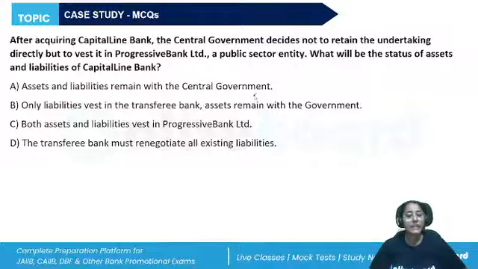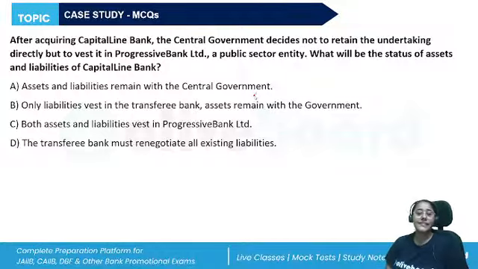The assets and liabilities remain with the central government. Only liabilities vest in the transferee bank. Assets remain with the government. Both assets and liabilities vest in the Progressive Bank Limited. The transferee bank must renegotiate all the existing liabilities.